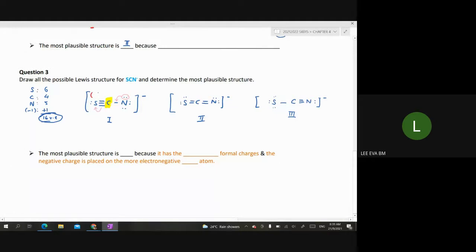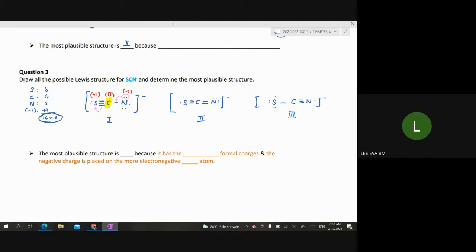Sulfur berapa? +1. Positive 1. 6 minus 2 minus 3. Carbon? 0. Nitrogen? 5 minus 6 minus 1. 5 minus 7. We got negative 2. Okay. Boleh ke semua? Boleh.